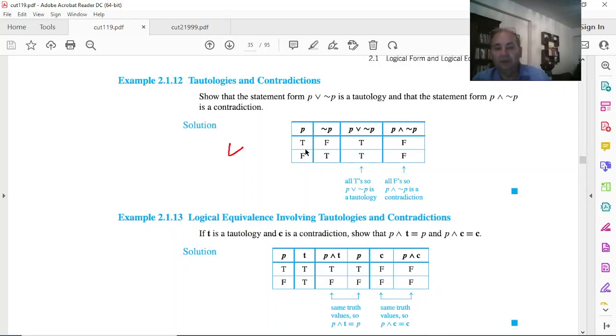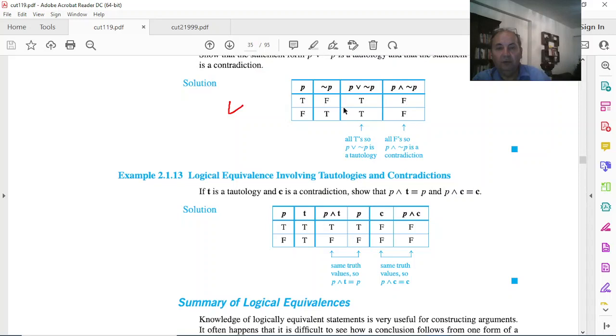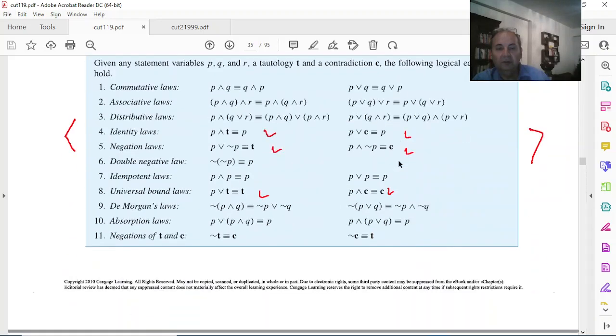It's very simple. Take P and negate P and then apply these rules. When you obtain the last column, all true, then you can talk about tautology, and all false values for contradiction. And this is an important table. You should take care of it. Whenever you see T, it means tautology.